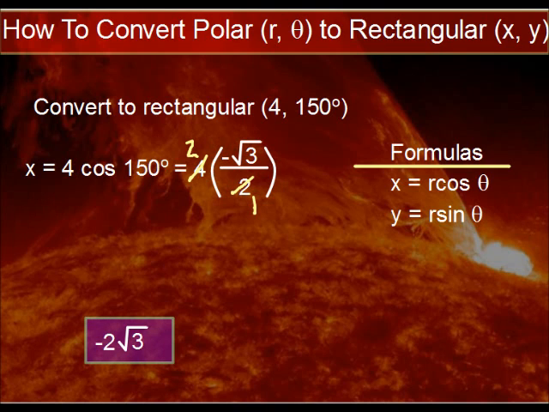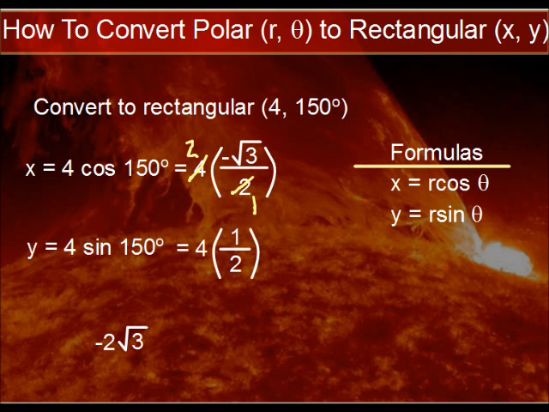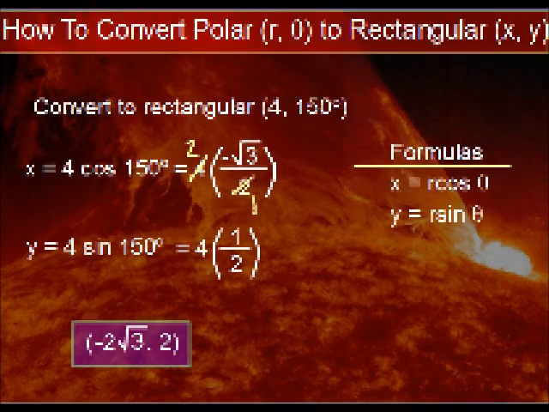And as for the y-coordinate, it's the same thing. That's 4 times the sine of 150 degrees. Again, the reference angle is 30 degrees, so the sine of 30 degrees is a half, and it's going to be positive since we're in the second quadrant, and that reduces out to give you 2. So there you have it.